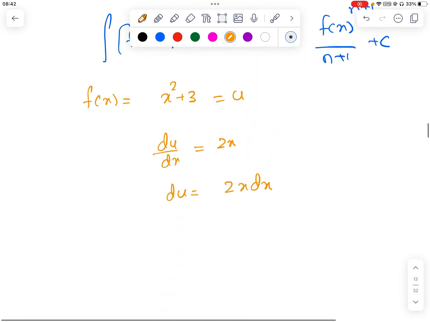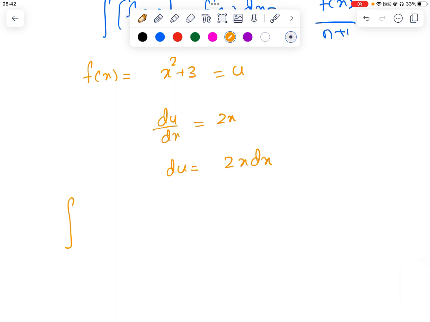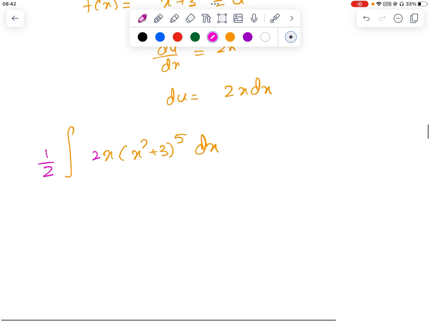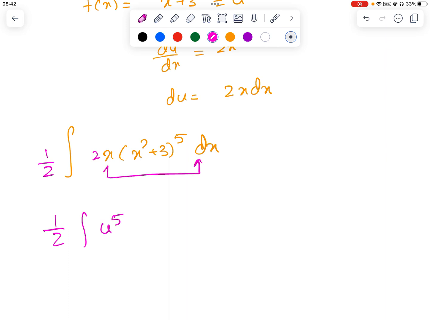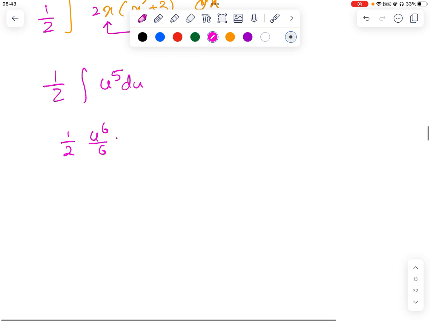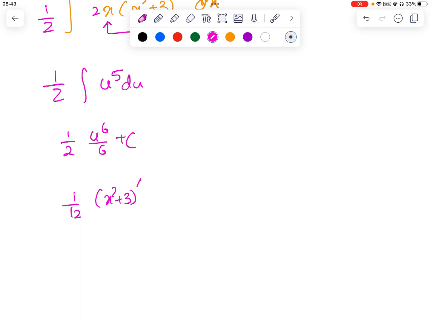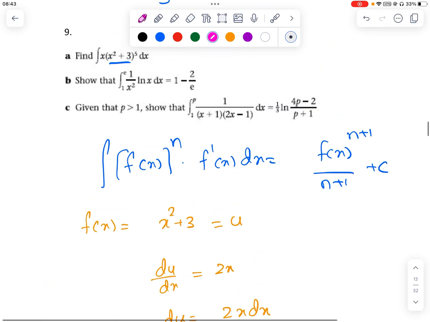Now, what is the question we have? The question we have is x times x square plus 3 whole power 5 dx. So 2 is missing. So multiply and divide by 2. So it becomes 1 upon 2 u power 5. 2x dx is nothing but du. So it becomes 1 upon 2 u power 6 upon 6 plus c, which is 1 upon 12. U is nothing but x square plus 3 whole to the power of 6 plus c.